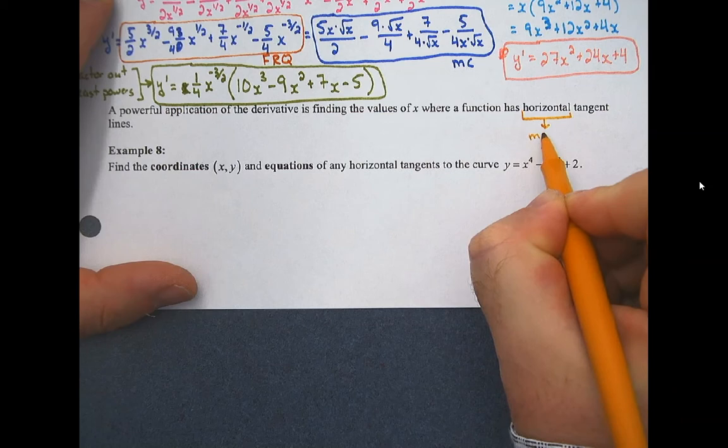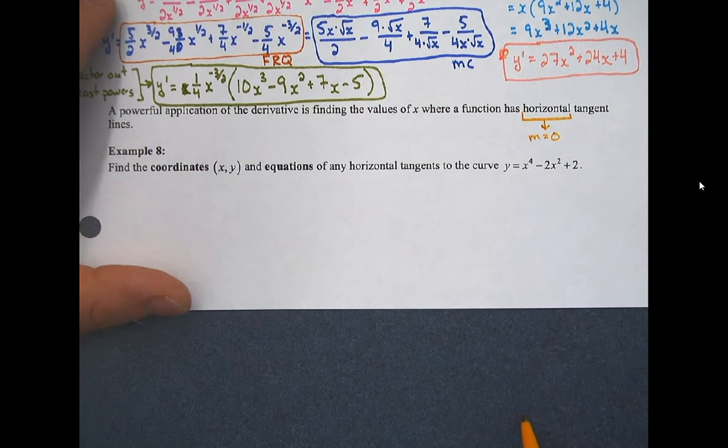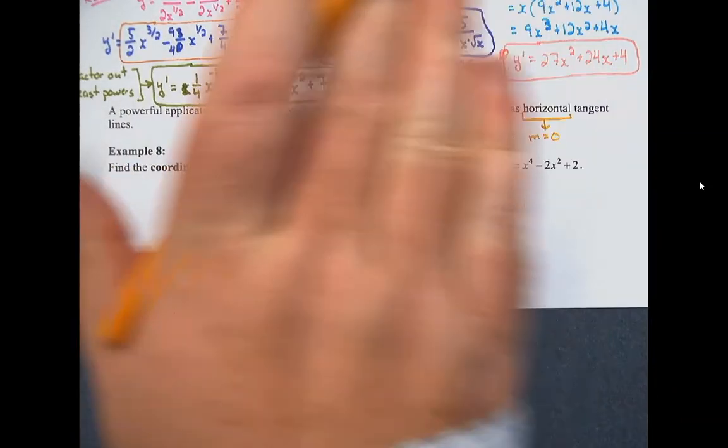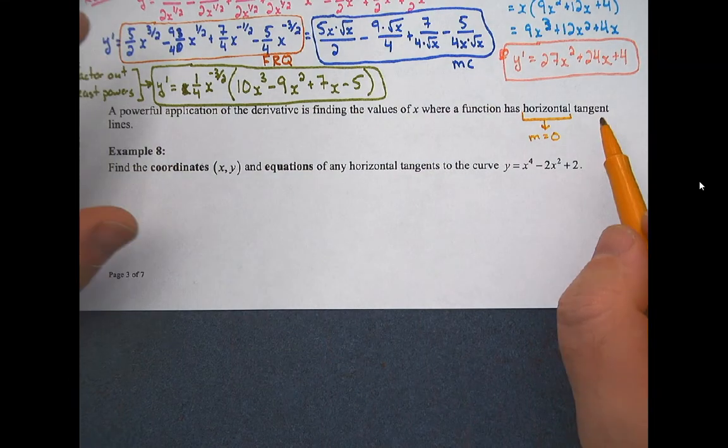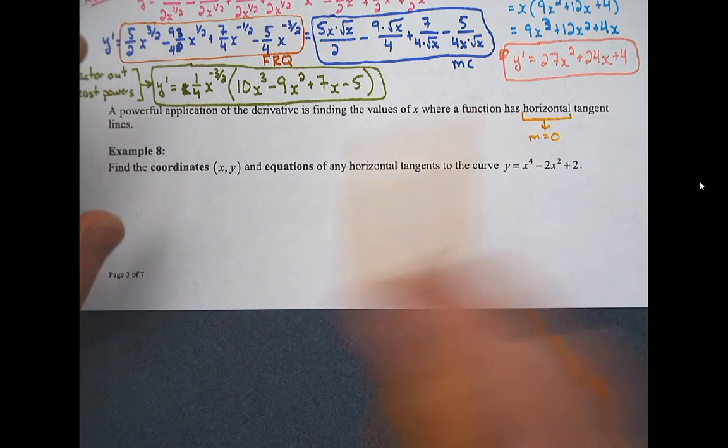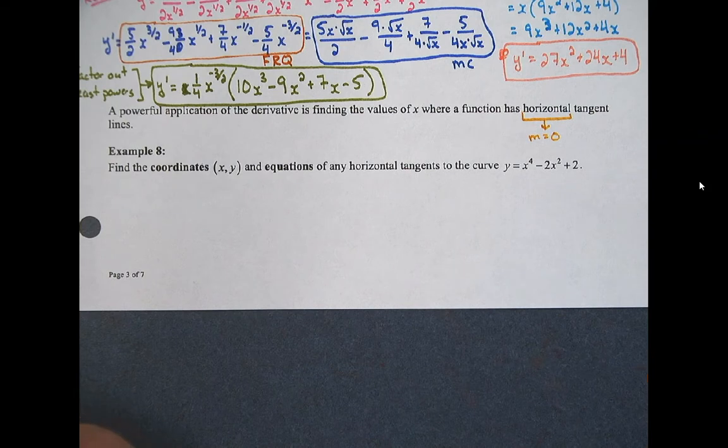Horizontal lines have a slope of 0. They're constant. They go horizontal. They have no change up or down from left to right. Then we also have this phrase called a tangent line.